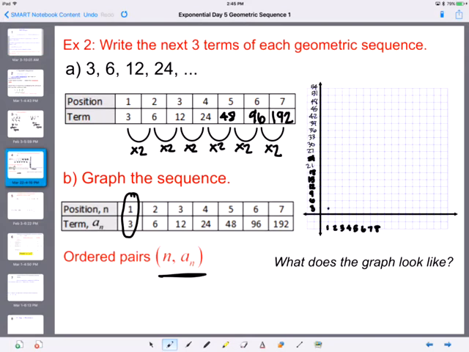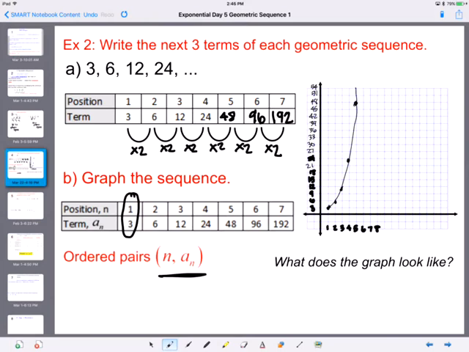So 1, 3; 2, 6; 3, 12; 4, 24; 5, 48. 96 is off of our graph, and so is 192.